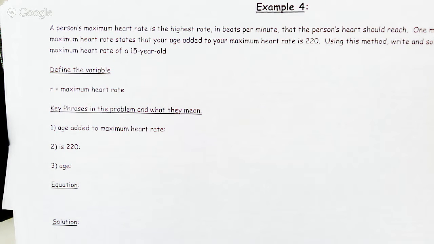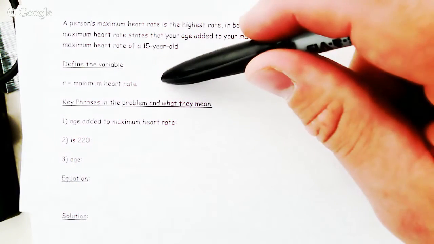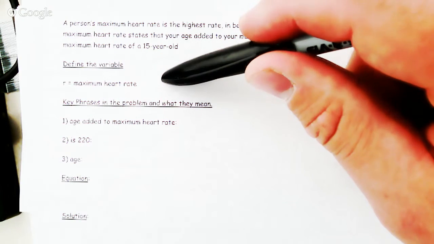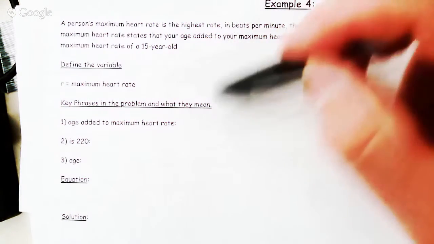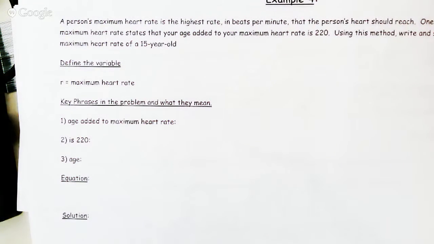Okay, one estimate of the maximum heart rate states that your age added to your maximum heart rate is 220. Write and solve an equation that would find the maximum heart rate for a 15-year-old. So notice we broke it down. The thing we don't know, the variable, is the maximum heart rate you're going to have. The things we know that are key are we have to add your age to your maximum heart rate. So kind of duh, but what operation are we going to do?